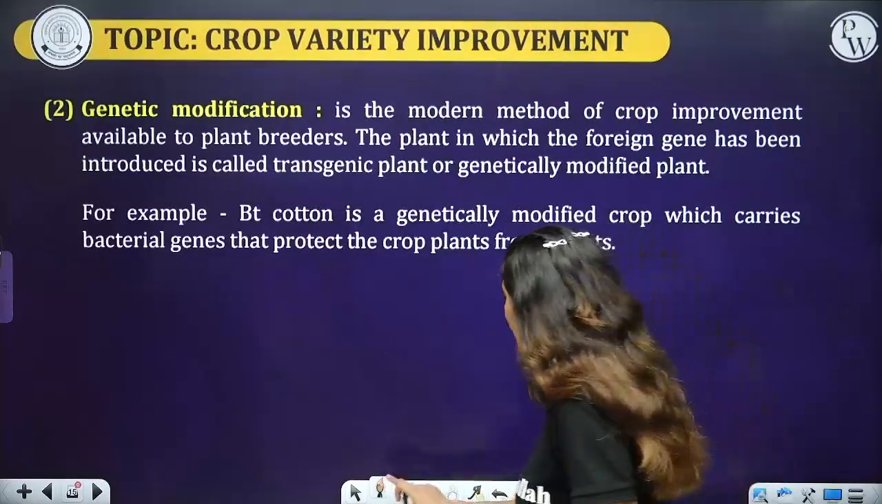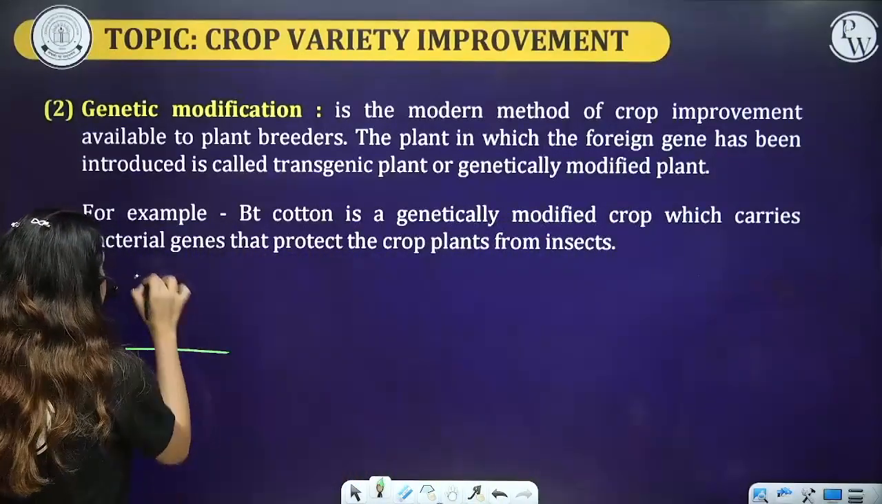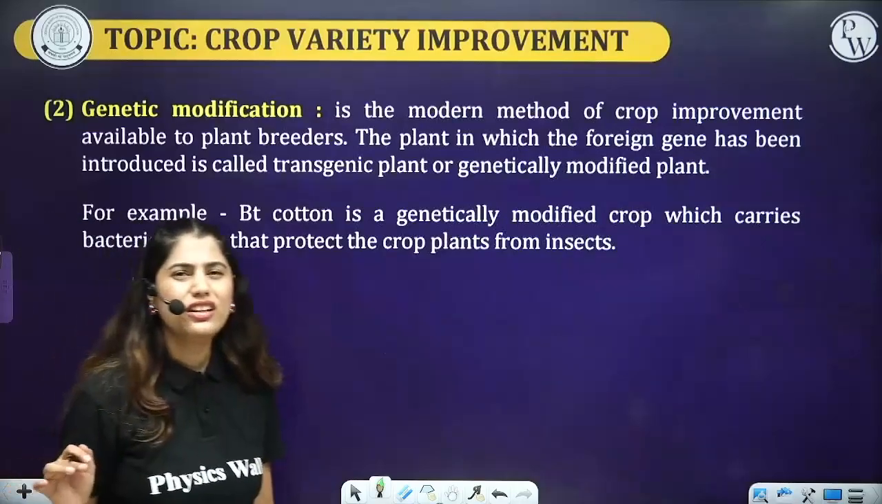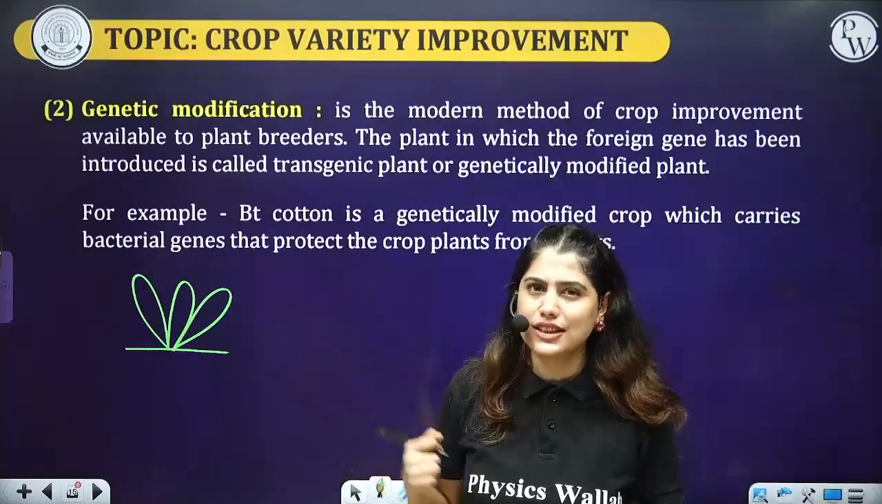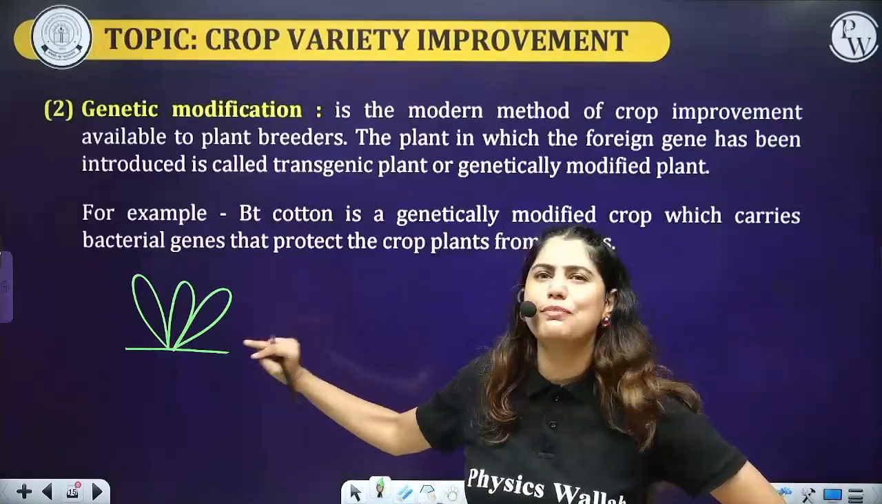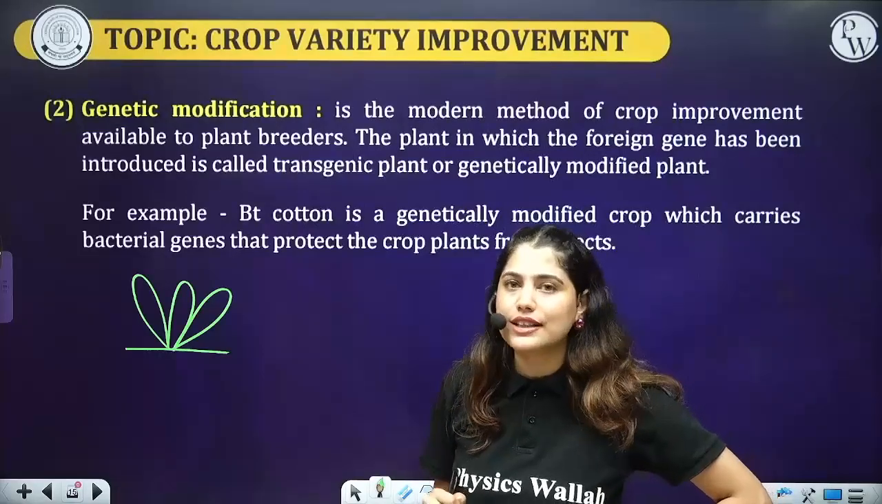I am seeing a plant here, right? Now this plant is very good, I am happy with it, but this plant is not disease resistant. I want this plant to be disease resistant. How am I going to make it disease resistant?